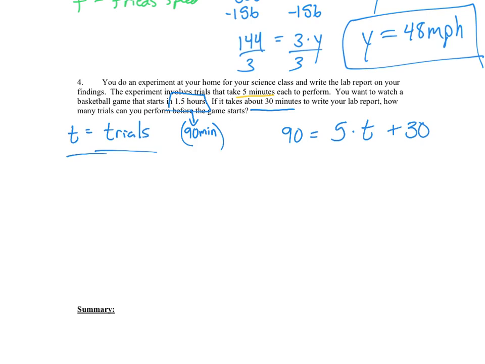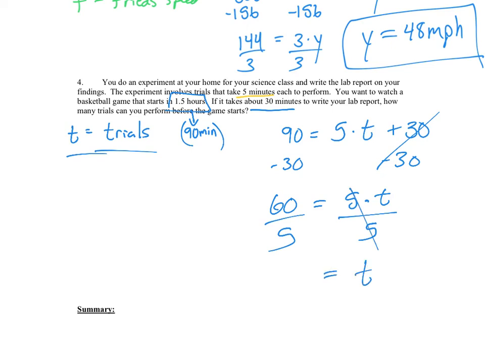So if it takes 30 minutes to write your lab report, how many trials can you get done before the basketball game? Well, if we take away that 30 minutes, we're left with 60 equals 5 times T. So how many trials can we get done in 60 minutes? To find the number of trials, we have to divide by 5. So we could get 12 trials done by the time the basketball game starts.